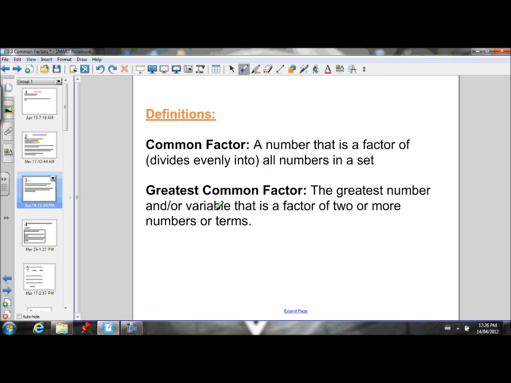Before we can get started, let's review what a factor actually is. A common factor is a number that is a factor of all numbers in a set. By a factor, I mean a number that divides evenly into all numbers in a set. So if I give you a set of numbers 4, 6, and 8, 2 is a factor of all of those numbers. 2 goes into 4 twice, into 6 three times, into 8 four times. It divides evenly into all three of those numbers.